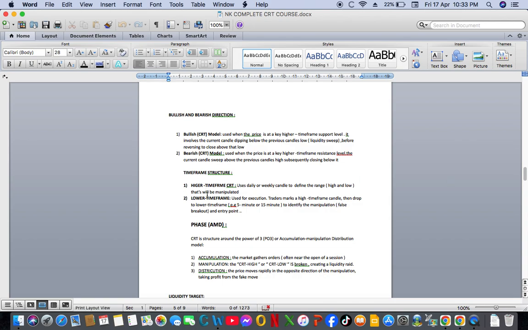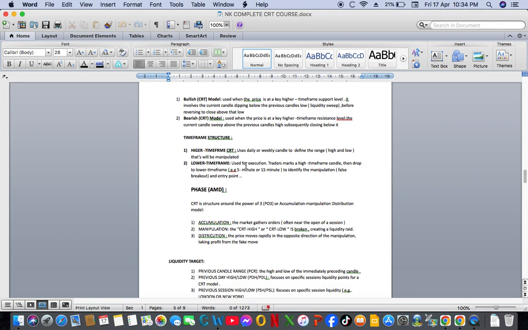And now the most important thing you want to understand is the time frame, because time framing is very, very important. So now, the time frames you are supposed to be looking at for your CRT: you have the higher time frame CRT. Use the daily and the weekly candles to define the range, the high and low that will be manipulated. Then the lower time frame is used for execution.